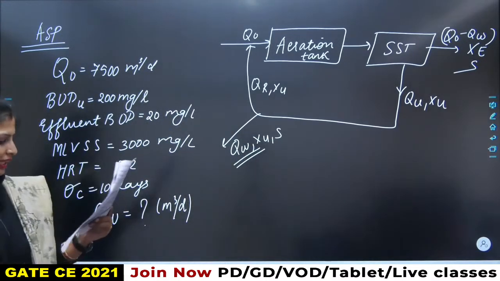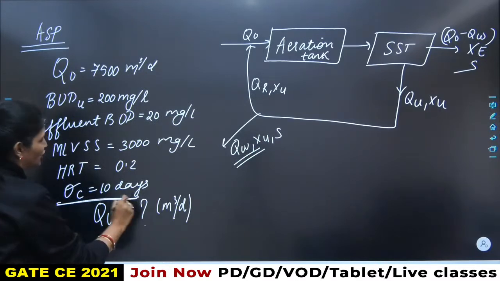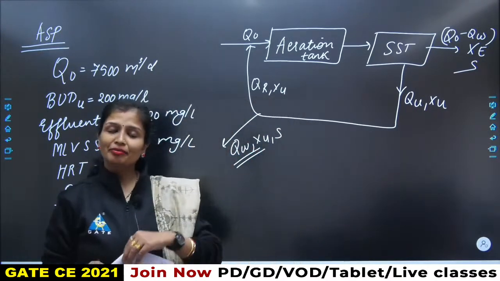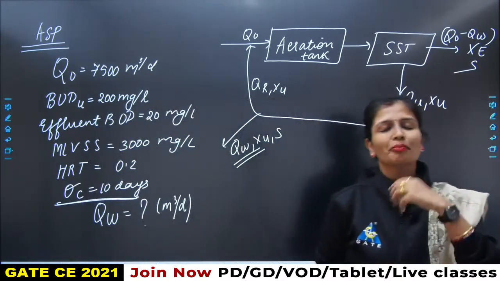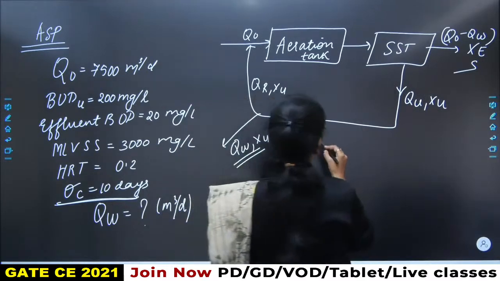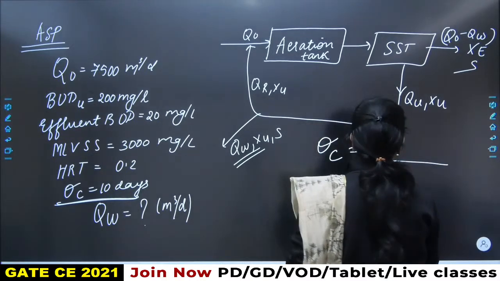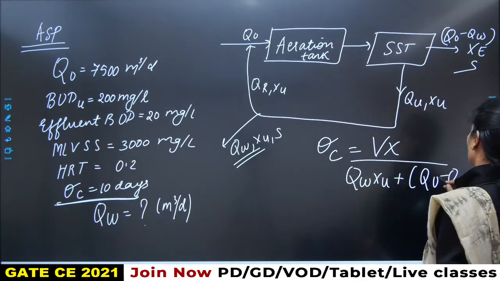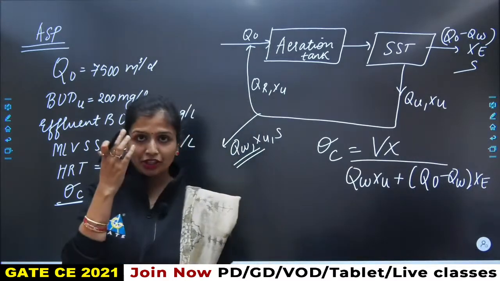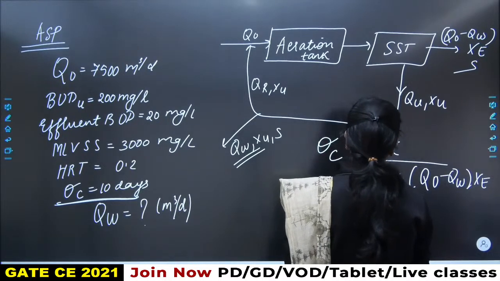In this question they have given me the sludge age. I know what sludge age means: the time for which the biomass, that is the microorganisms, or you can call it the suspended solids, stays in the system. So theta C is equal to Vx divided by QW XU plus (Q0 minus QW) XC. Since XC was not given as per your memory based data, I am not taking that into consideration. I will get theta C is equal to Vx over QW XU.